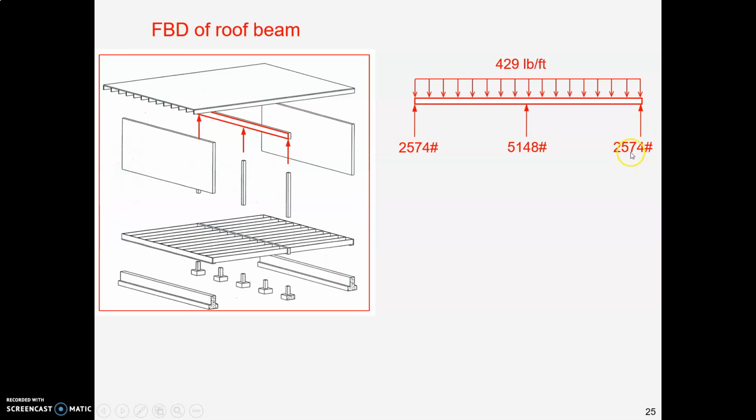And so here are the numbers for each outside column. We figured them out to be 2574 pounds. And here's the bigger weight on the middle column. We figured that out to be 5148. And then here up above is the distributed load from all these rafters distributed across the top of the roof beam.